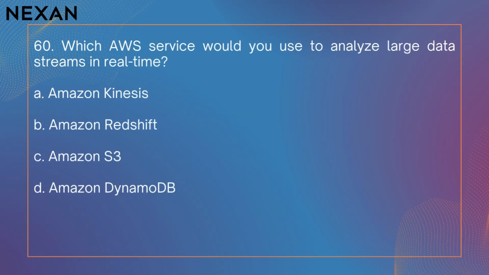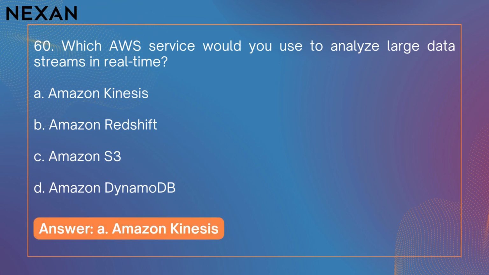60. Which AWS service would you use to analyze large data streams in real time? A. Amazon Kinesis. B. Amazon Redshift. C. Amazon S3. D. Amazon DynamoDB. Answer: A. Amazon Kinesis.